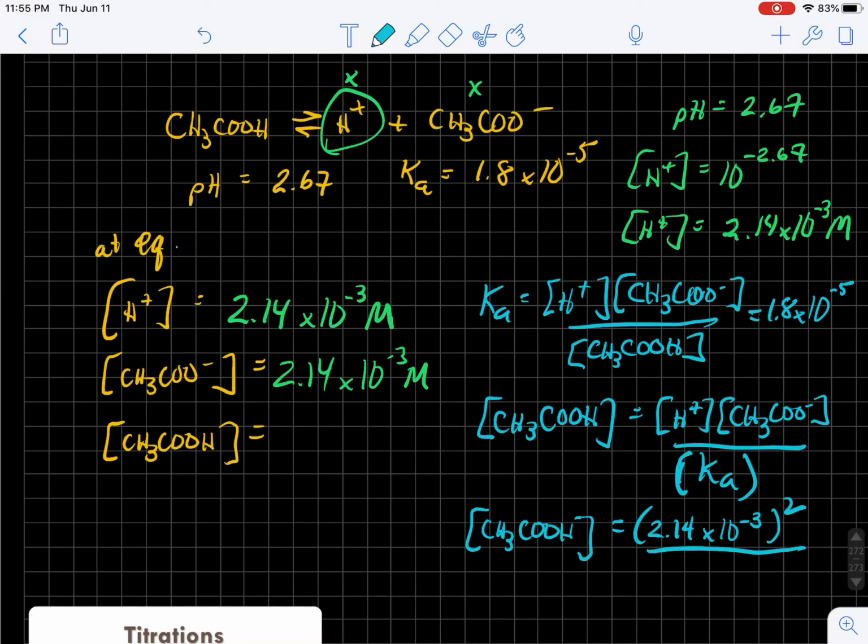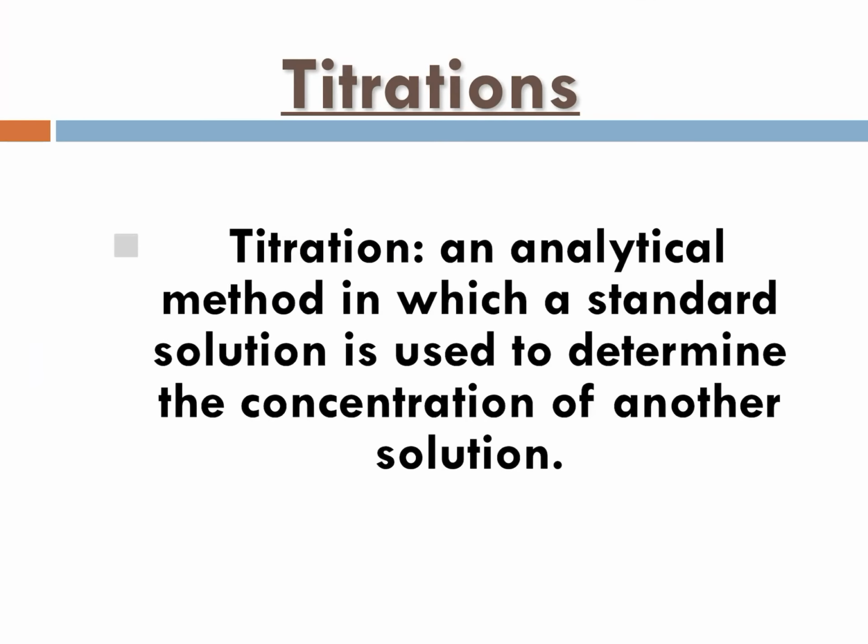Both of these are 2.14 times 10 to the minus 3. So I'm just going to write 2.14 times 10 to the minus 3 squared and put that over 1.8 times 10 to the minus 5. If I insulted some of you mathematicians, forgive me. I probably didn't have to tell you that. All right, so 2.14 times 10 to the minus 3 quantity squared divided by 1.8 times 10 to the minus 5, and I get a concentration of 2.54 molar. Okay, so easy.